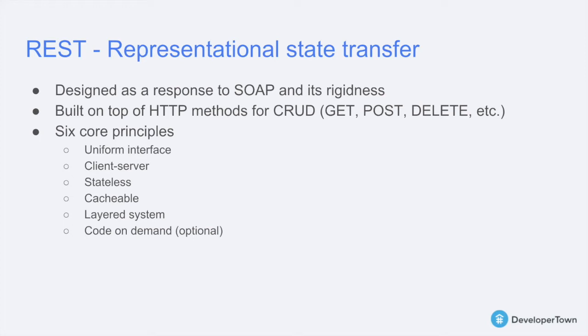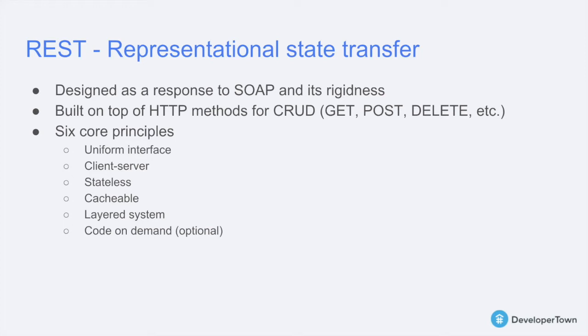Caching should be applied when applicable, and resources should define themselves as cacheable. And really, this is where we see a lot of performance gain from RESTful services because of the nature of HTTP and caching. A layered system, this really just says that the client shouldn't know whether it's connected to one server or another server, anything intermediate along the way. This is what allows us to do things like load balancing and spreading out different services across different servers.